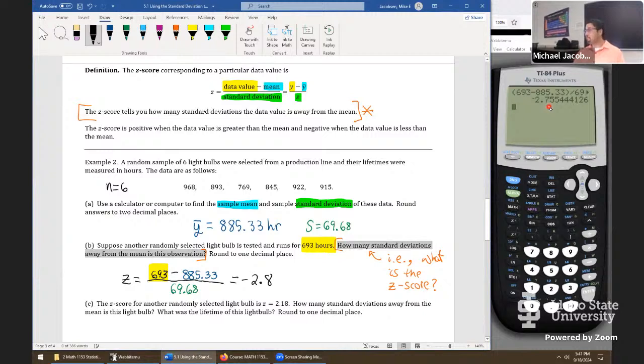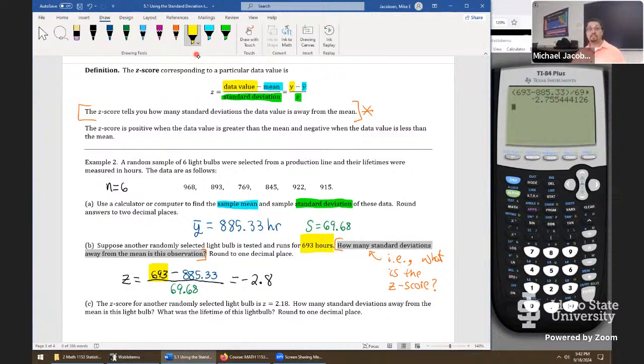Yeah, go ahead. Is the data value in the problem always going to be provided? Not always. Sometimes if they tell you the z-score is negative 2.8, the question is, what is that? But one or the other would have to be given. So if they're asking for the z-score, though, then they're always going to provide what the data value is. That's correct, yeah.